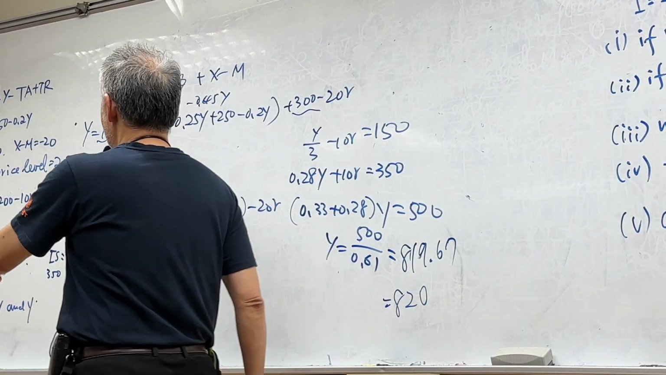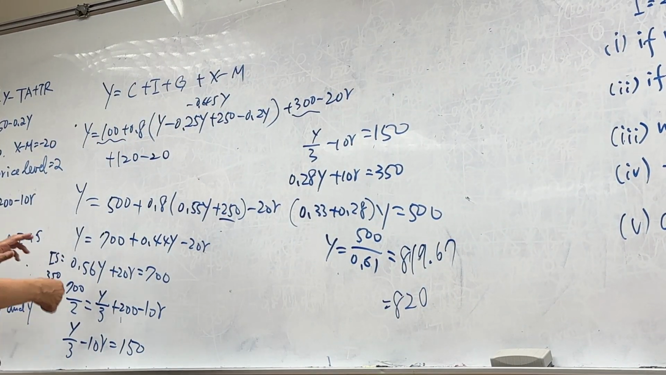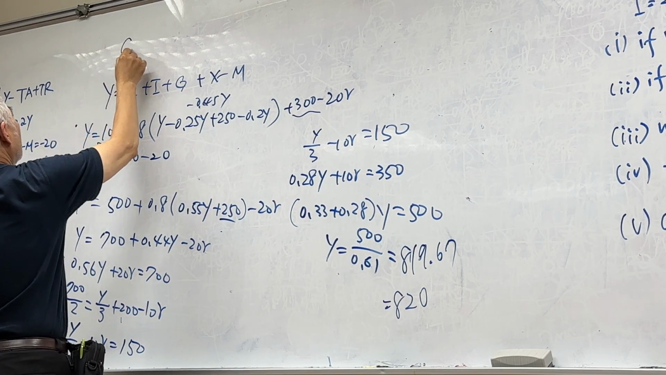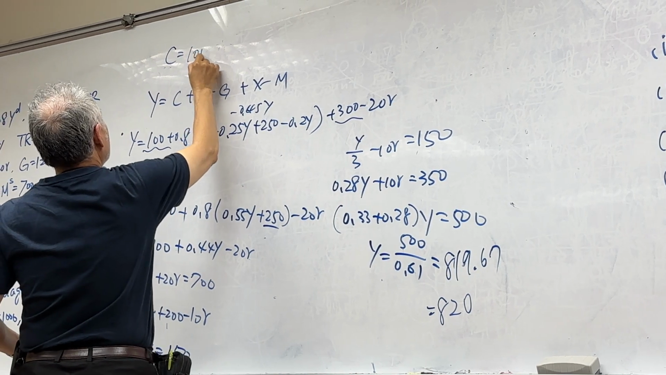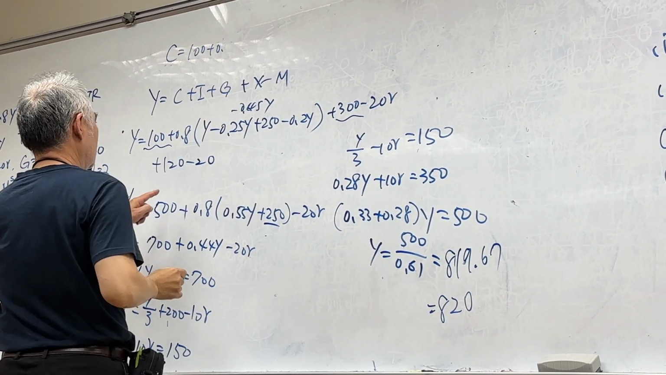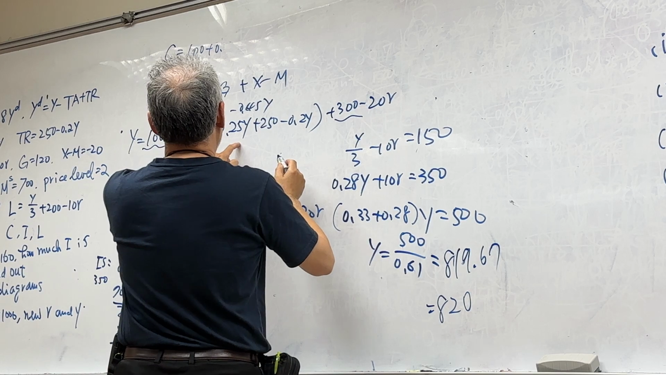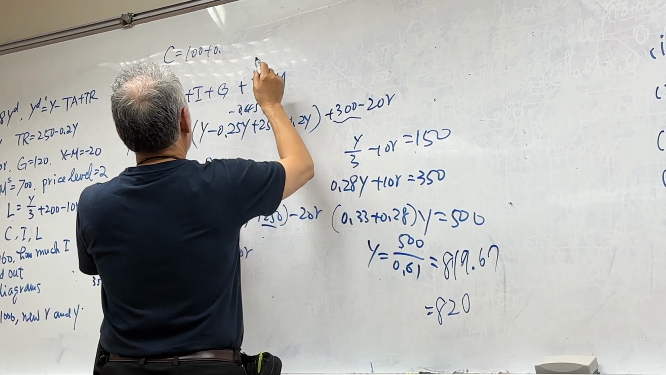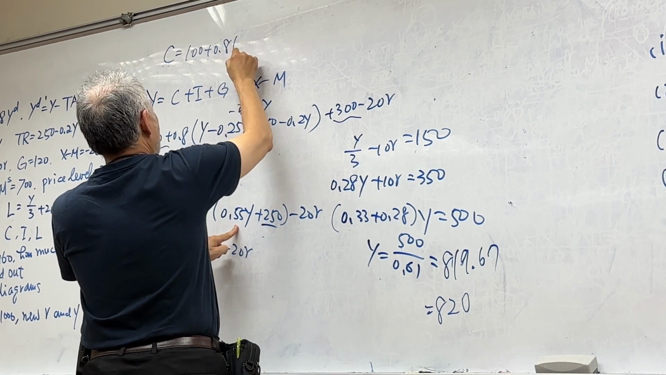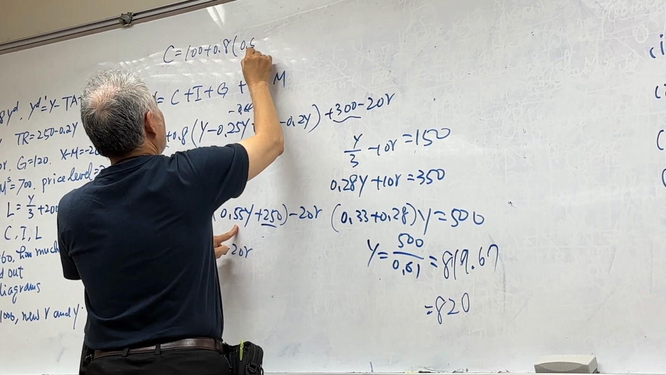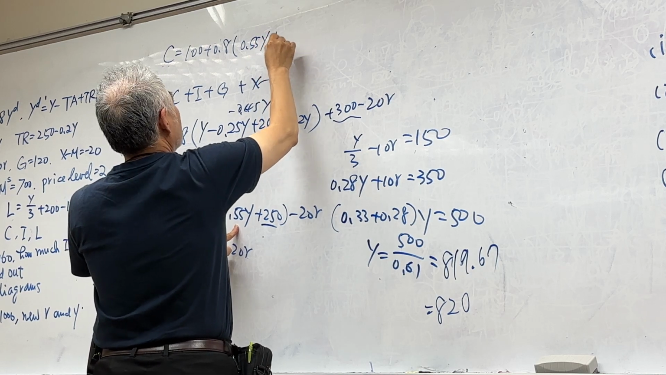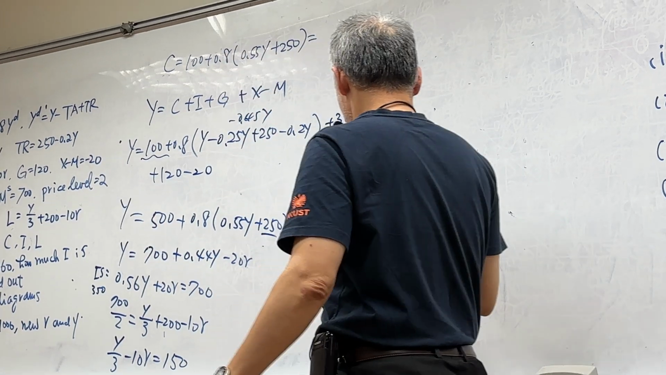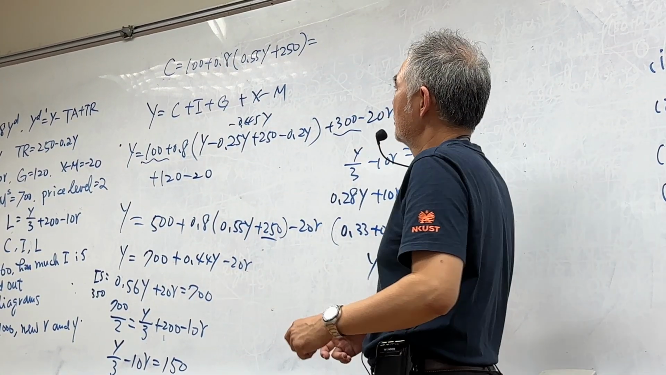Okay, and then, so what is C? C is here, right? C is equal to 100 plus 0.8 times 0.55y plus 250. Okay? So please help us. If you put 820 in there, how much do you get?